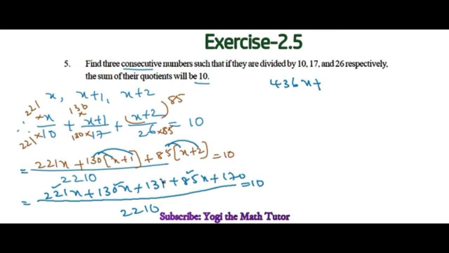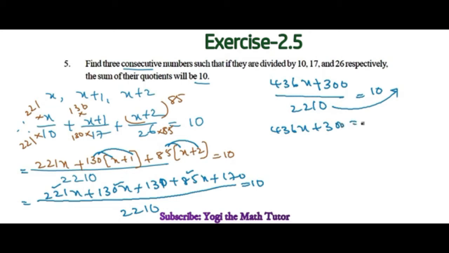Here we have 130 and 170, the two numbers, and we are getting 300. So 2210 divided by 10 is equal to 221. Now you can send that to the right side. So 436x plus 300 is equal to 10 into 2210.